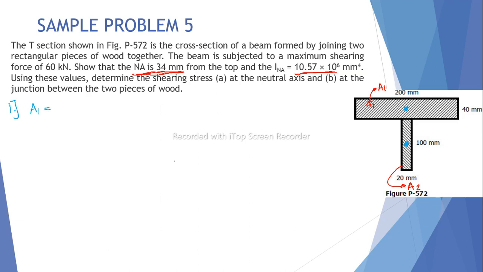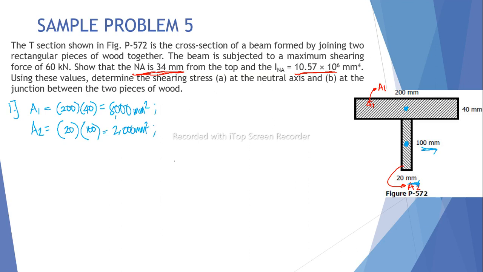Let's write it. Our area 1 is base times height, which is 200 millimeters times 40 millimeters. The total for area 1 is 8,000 square millimeters. Then our area 2 is base times height, which is 20 millimeters times 100 millimeters, equal to 2,000 square millimeters.